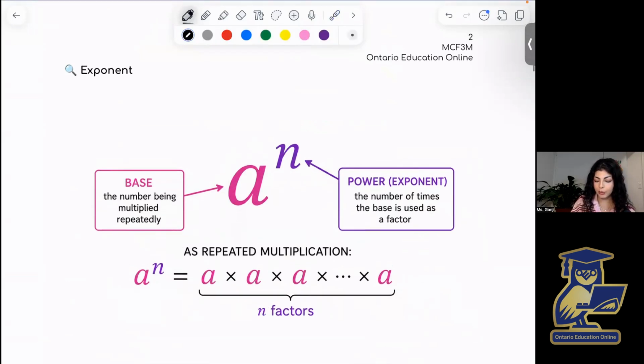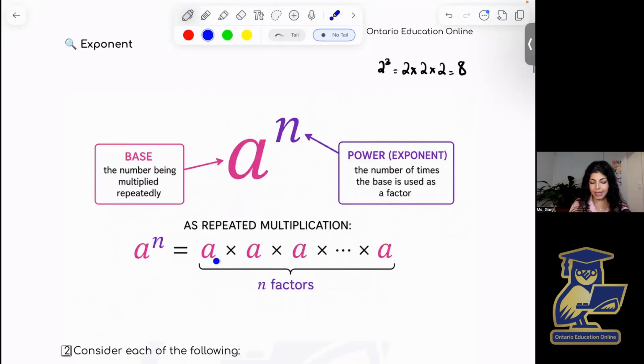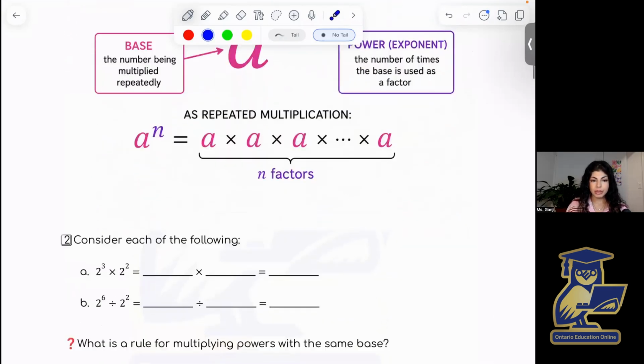So for example, when we had 2 to the power of 3, this is 2 times 2 times 2, 3 times, and this would give us 8. So when you have a base a to the power of n, that means a is being multiplied by itself n times. So let's look at some examples now.